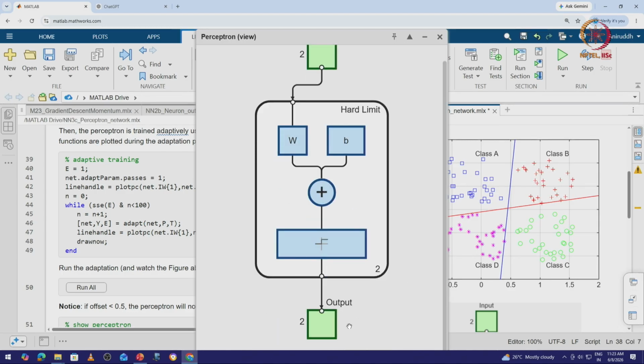At the end, our y is 2. So our number of outputs in this case is 2, right. It is just a very simple extension of the previous perceptron model we saw. However, in this case we have 2 outputs, that is the major difference.